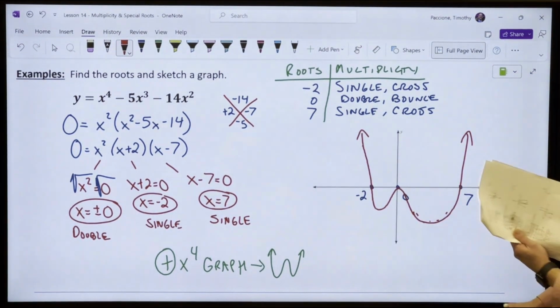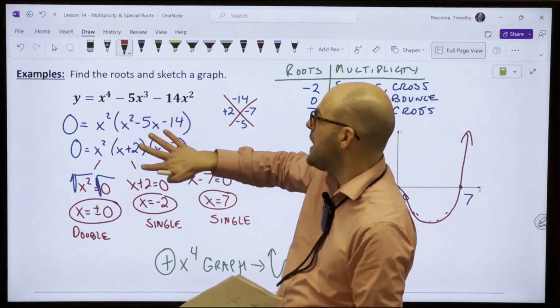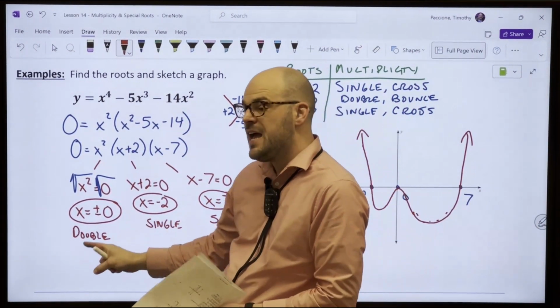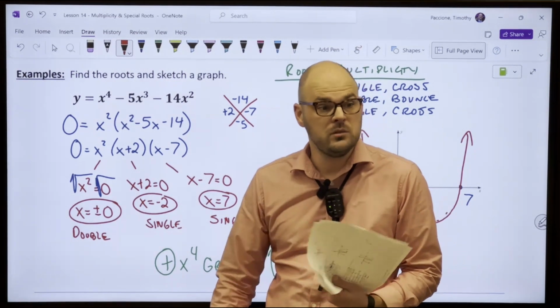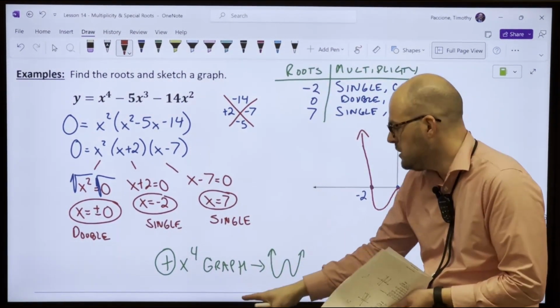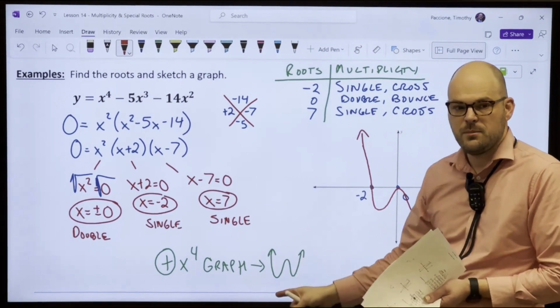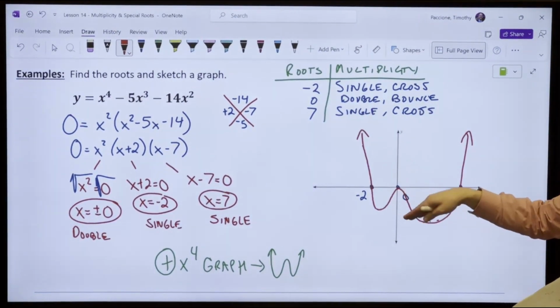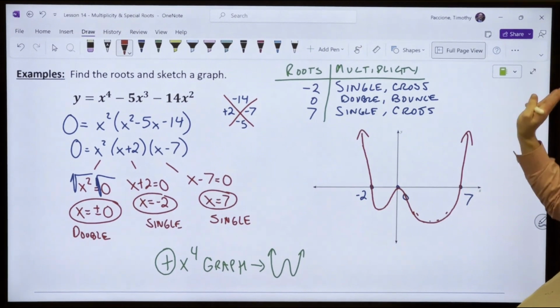Okay, so this is your method. You got to use your factoring and solving methods, and then at the end, you got to be like, oh, I got a double, I got a triple. Make a little chart for yourself if that helps, so you know what happens at each. You need to have an idea of what the shape's going to look like, and then take it on its journey, just looking for everything along the way.